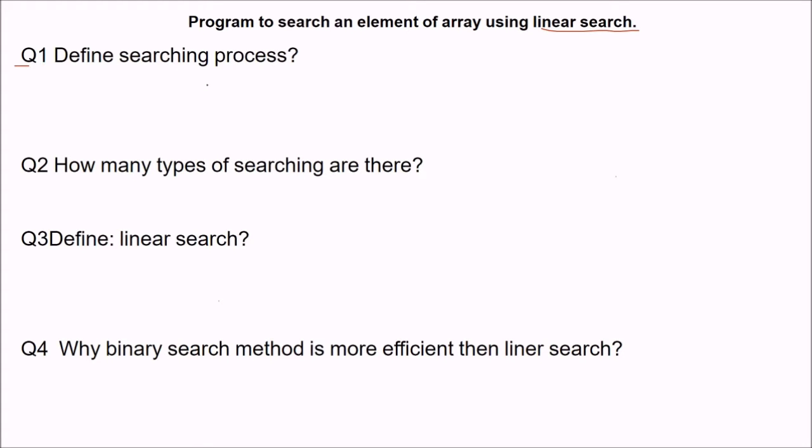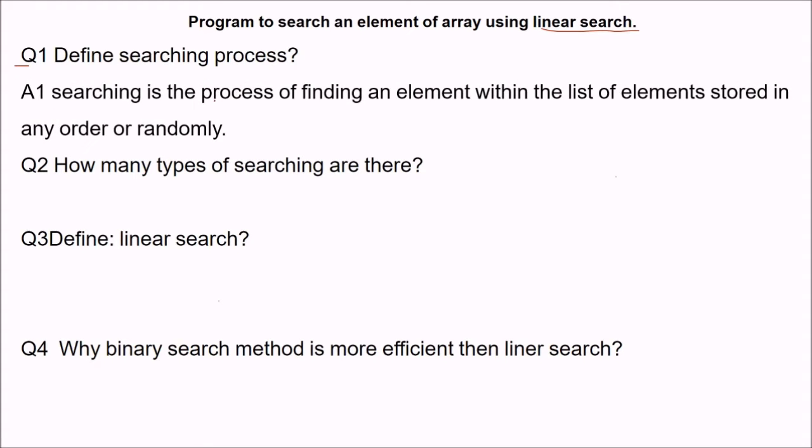First is define searching process. So searching is the process of finding an element within a list of elements stored in any order or randomly. So if certain elements are there, you need to find a value whether it is available here or not. Then this is called searching. So there'll be two results, whether you will find a value or you will not find a value.